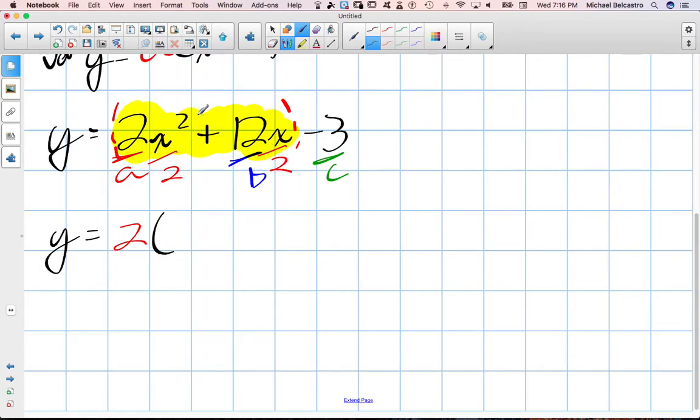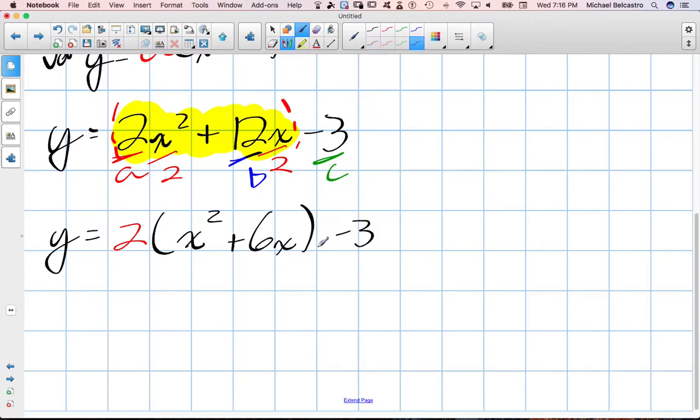Okay, so 2x squared divided by 2, well, that's like creating a 1. We're left with just x squared. And that's the whole point. We're trying to create the coefficient of 1 in front of x squared here. Plus 12x divided by 2, well, that's 6x. Perfect. Okay, so that's our very first step. We leave our -3 out here on the outside.